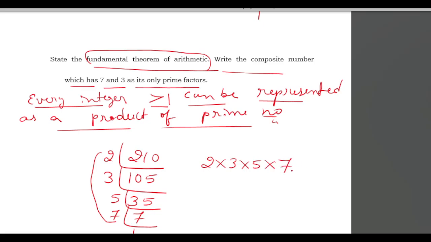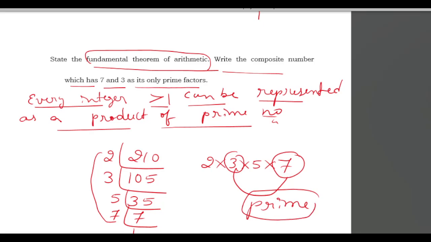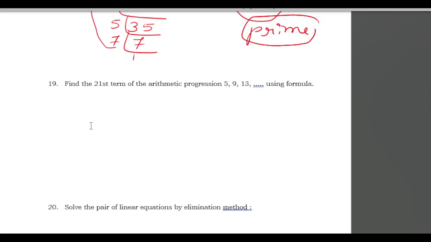Here 3 and 7 are the prime numbers. So 7 and 3. I think you understand this concept. Let's move on to the next question.